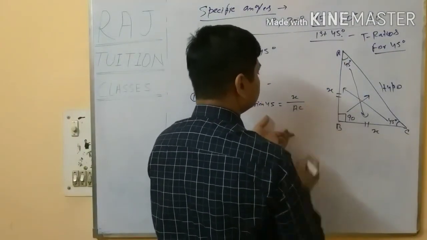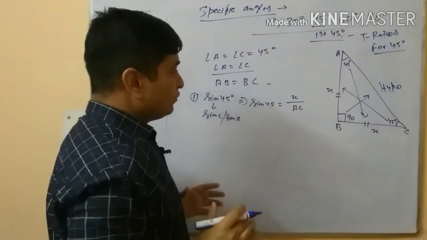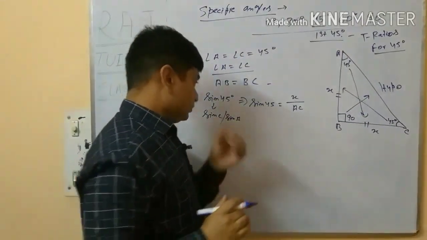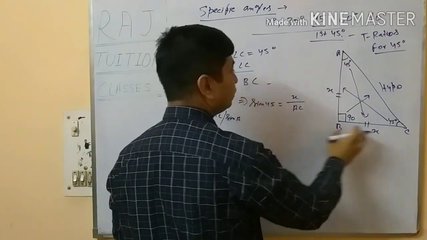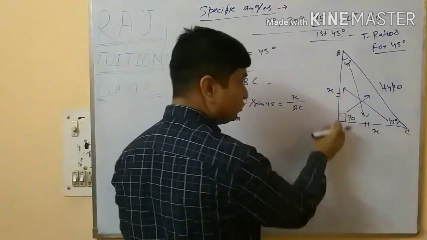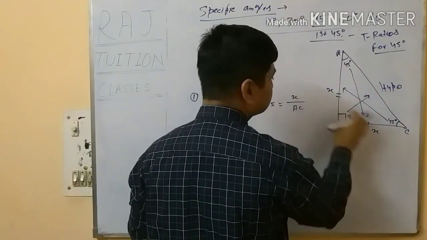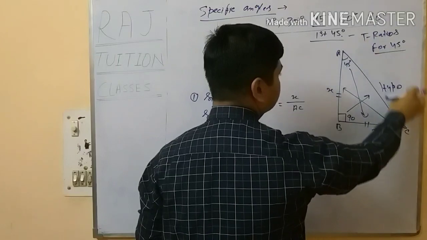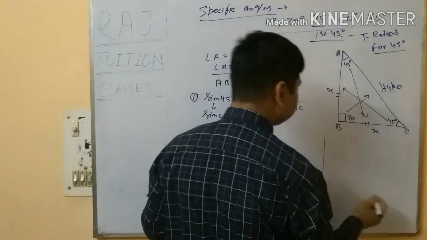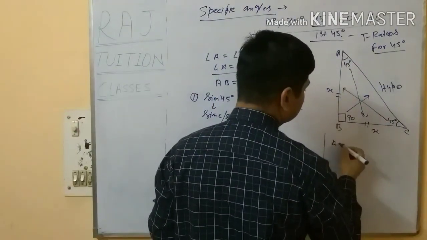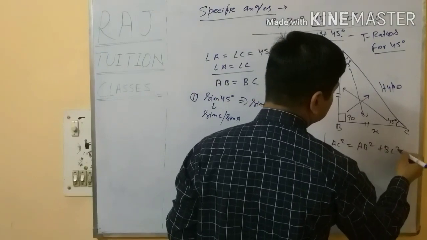The hypotenuse is AC, and I don't have any value for the hypotenuse. As we already know, to find the trigonometric ratios for any acute angle, we need to have all the sides. I have AB as x, I have BC as x, but I don't have AC. So again, using the Pythagoras theorem, to find AC: AC square equals AB square plus BC square.